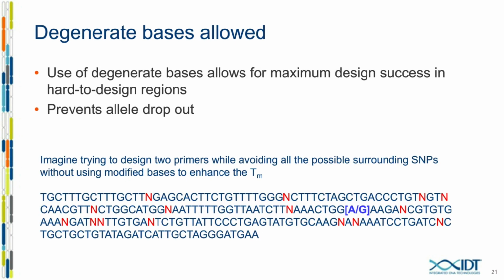Our primer design pipeline allows the use of degenerate bases. So normally you would have to avoid designing over these variable regions, but with rhAmpSeq, we can place primers anywhere in here. And this increases our design success rate, but also prevents allele dropout.